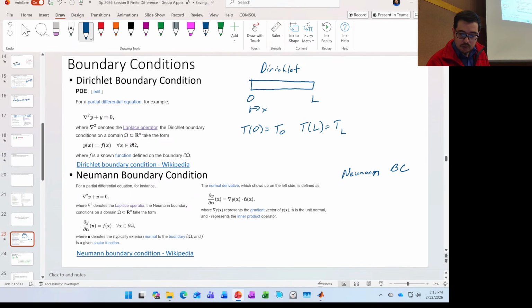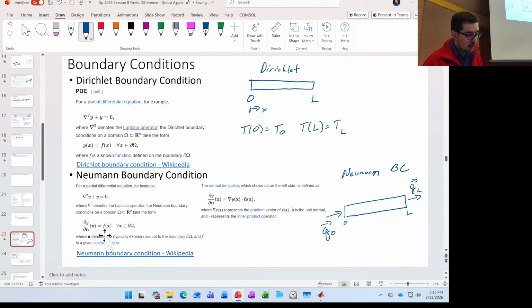And what this boundary condition essentially says is, I can prescribe a heat flux, okay? And this we'll call QL, okay? So this is the 0 side, this is the L side, okay? And in this case, you have a normal vector coming out this way, and in this case, you have a normal vector coming out that way, okay?